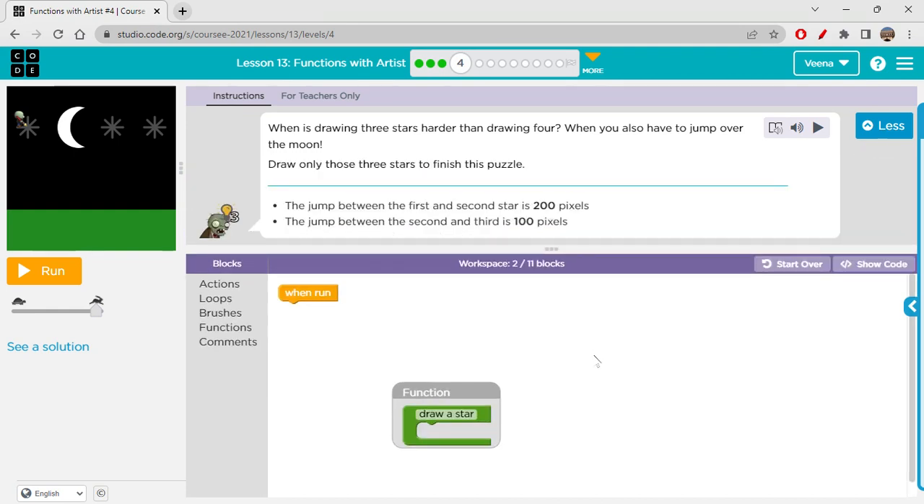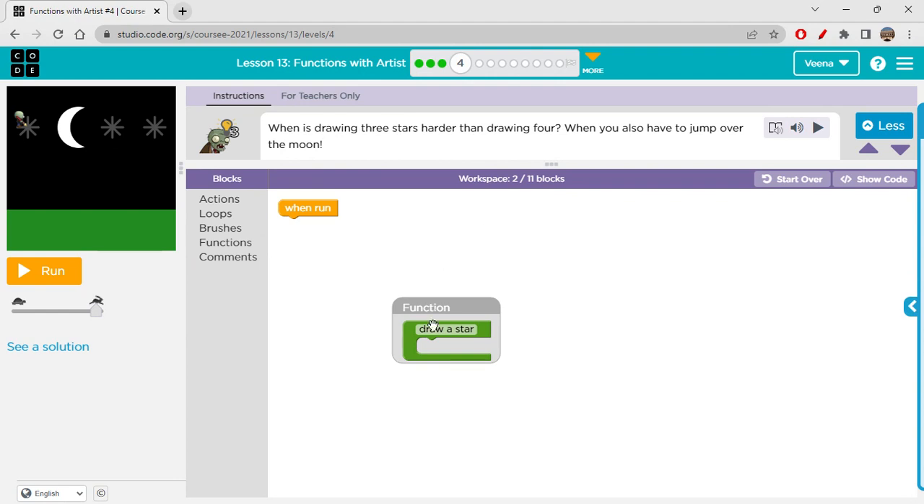So what is it here? When is drawing 3 stars harder than drawing 4? Okay. When you also have to jump over the moon. So from here we have to go till here and then draw. Draw only those 3 stars to finish the puzzle. The jump between the first and the second star is 200 pixels. The jump between the second and third is 100 pixels. Okay, this is quite easy to do.